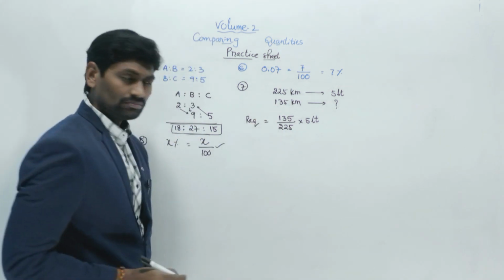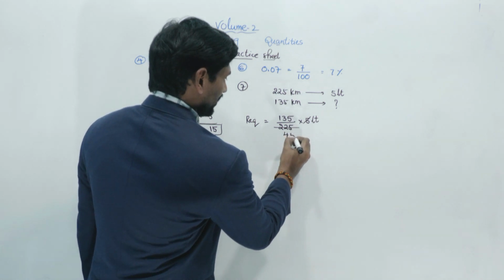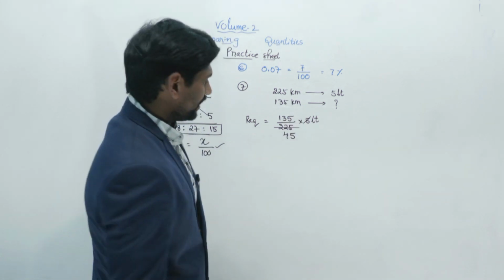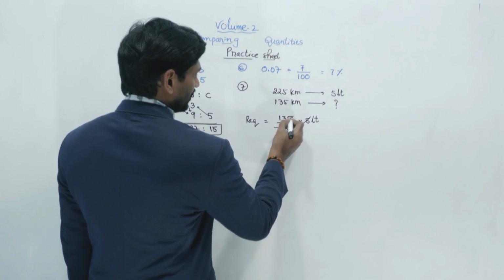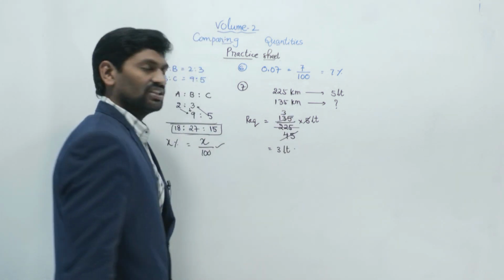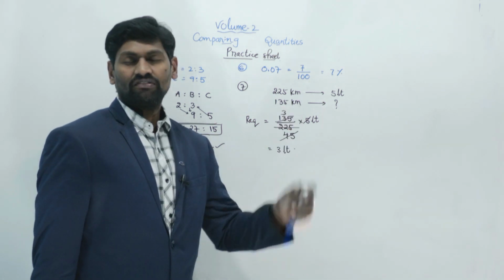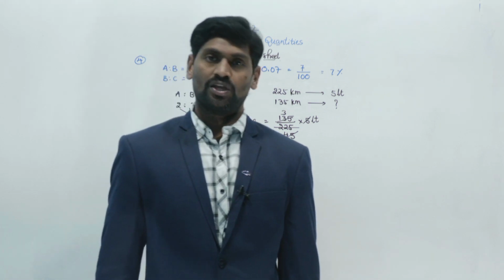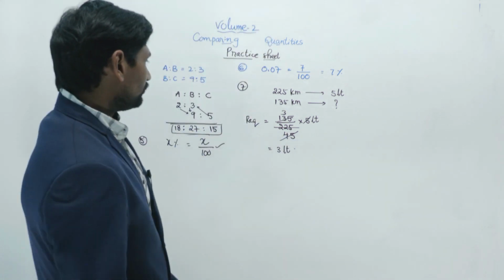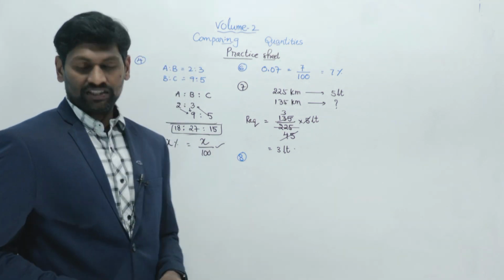Okay. Try to cancel it. 5 table, 5 fours and 5 fives, 45 times. I think 45 times exactly 3 times. That is equal to 3 liters. 45 3s are 135. Okay. Now, with 3 liters of petrol, we can travel 135 kilometers. Let us go to problem number 8.